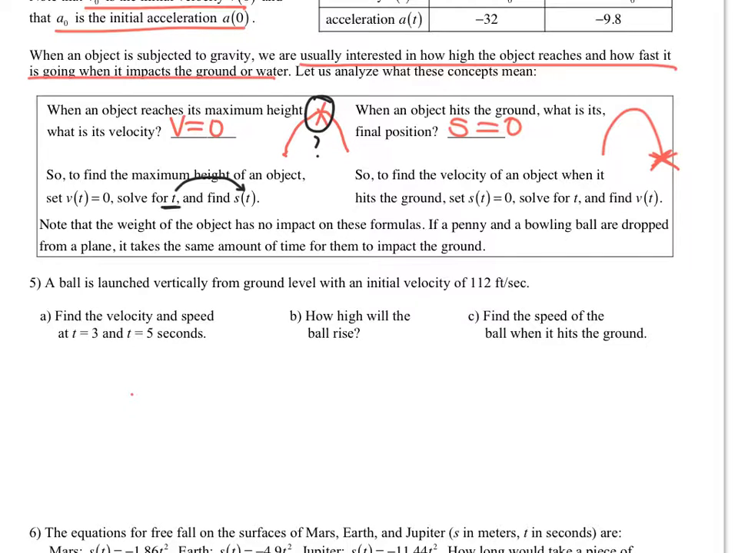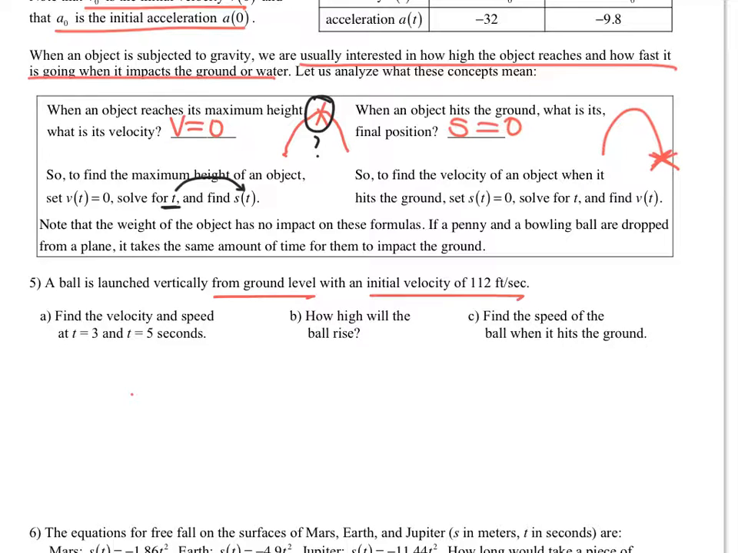A ball is launched vertically from ground level with an initial velocity of 112 feet per second. It is launched vertically, from ground level, and there is the initial velocity. So we're going to find the velocity and speed at t equals 3 and t equals 5 seconds. We're going to find how high the ball will rise, and the speed of the ball when it hits the ground.